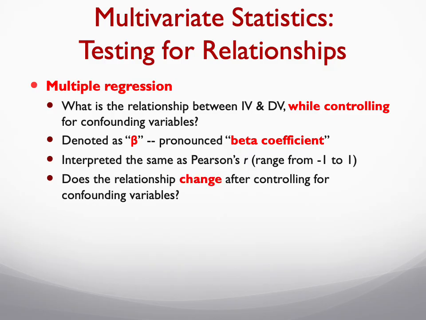What the multivariate analysis will tell us, though, is does that relationship between the IV and the DV change after we've controlled for confounding variables? Does the beta coefficient look similar to Pearson's R, or does it look much, much different? Is it telling a different story than we had when we were looking at just that bivariate relationship?